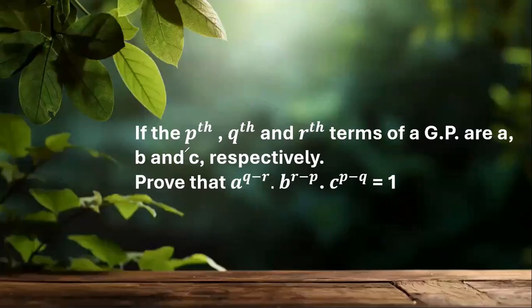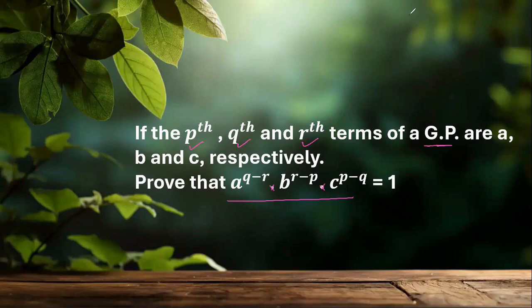The question is, if the pth, qth, and rth terms of a GP are a, b, c respectively, we have to prove that a raised to the power q minus r multiplied by b raised to the power r minus p multiplied by c raised to the power p minus q is equal to 1. So they are talking about the pth term, qth term, and the rth term of a GP.